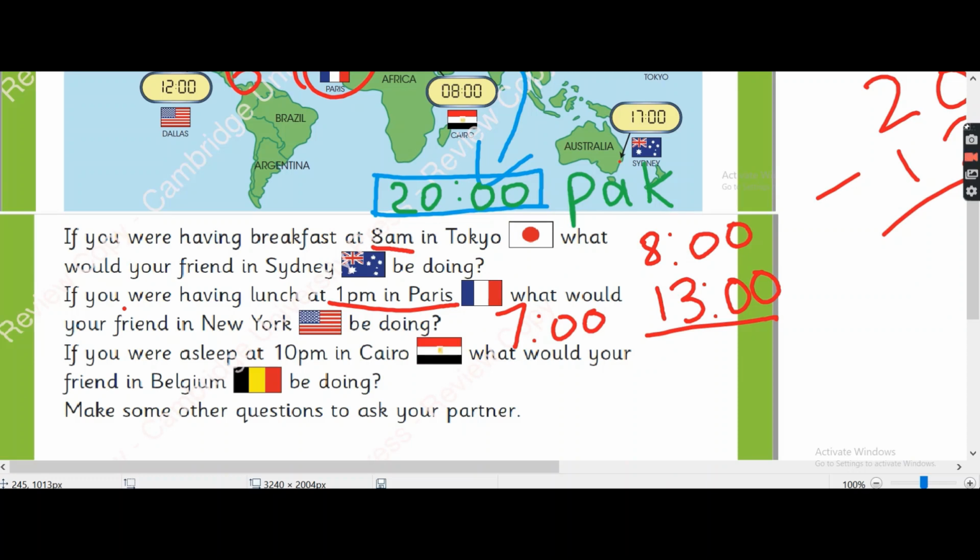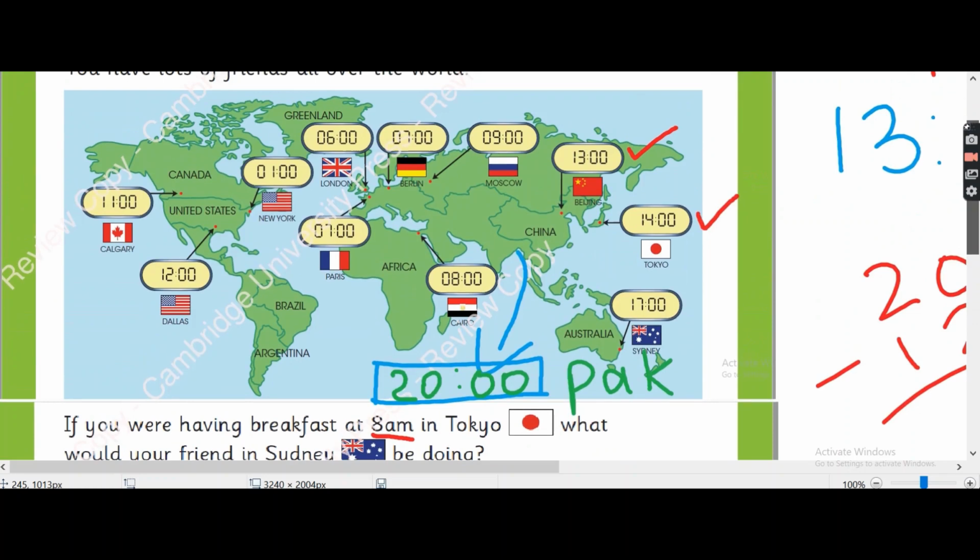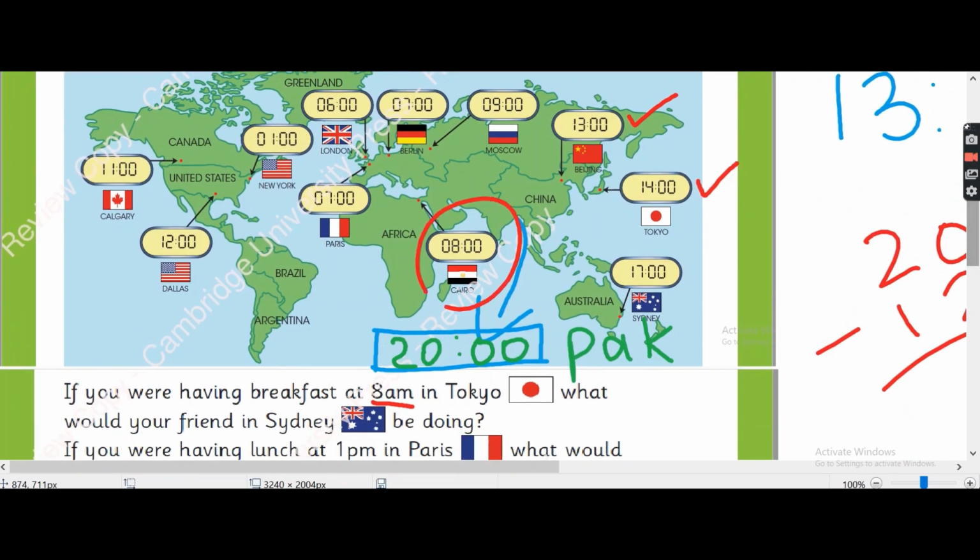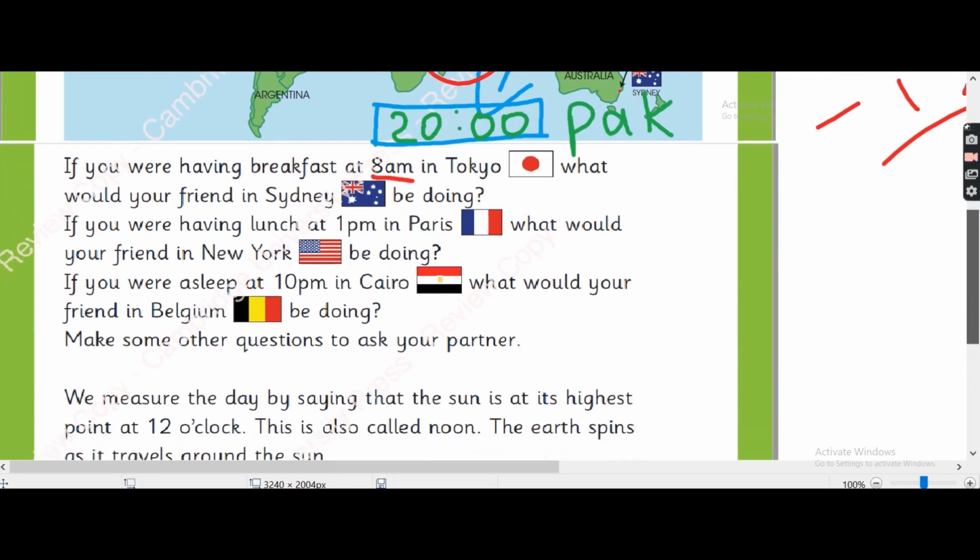Okay, next question is, if you were asleep at 10 p.m. in Cairo, what would your friend in Belgium be doing? Let's see where Cairo and Belgium are on the map. Cairo is right here, and where is Belgium? Belgium is right here. Okay, let's see what the question was.